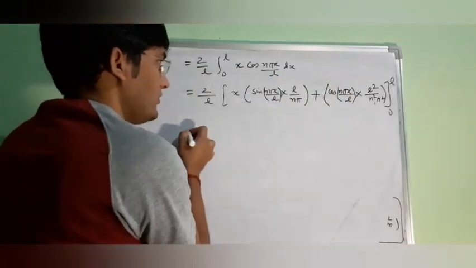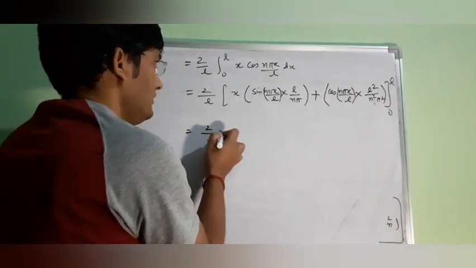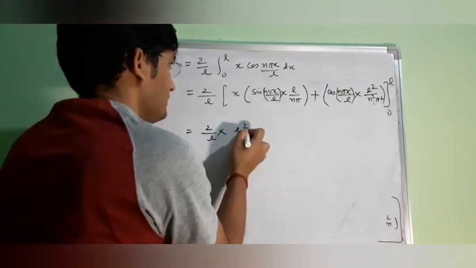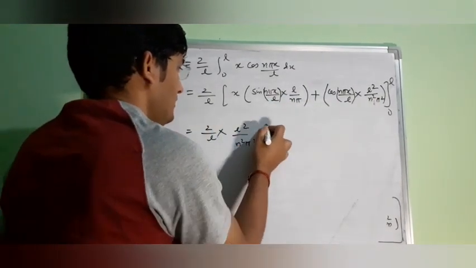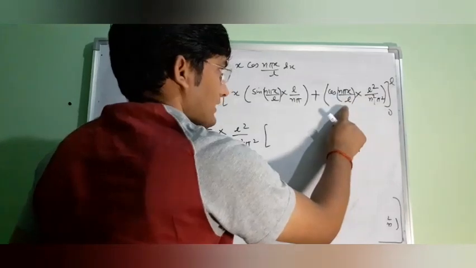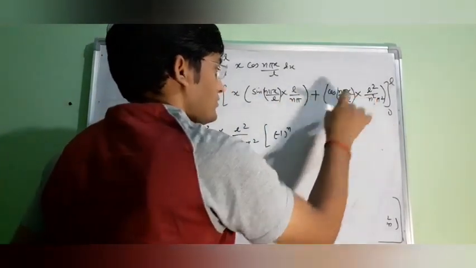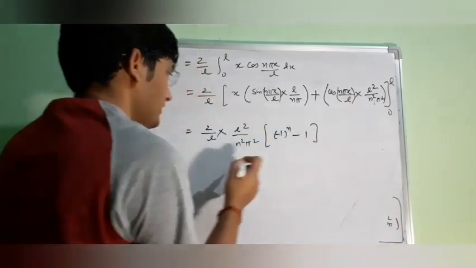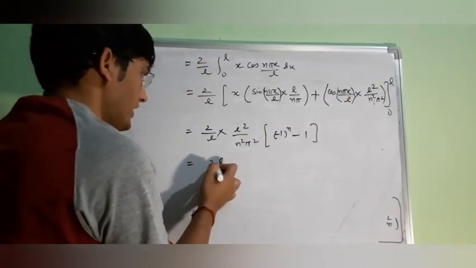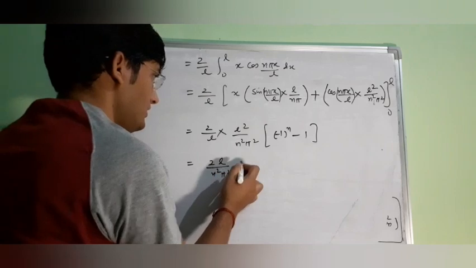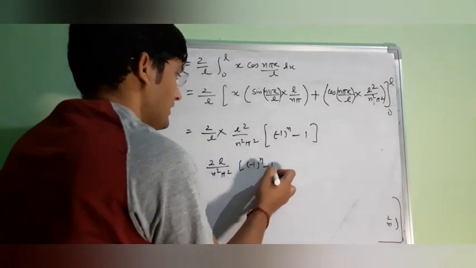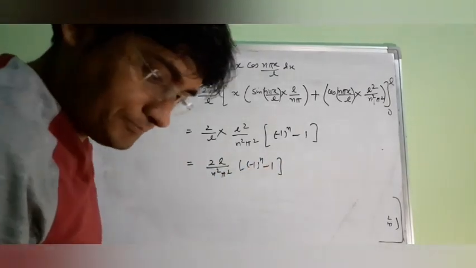So from here we will get 2 upon L into L square upon n square pi square. Now if your x is L, then this will be your cos n pi, which is minus 1 to the power n. And if x is 0, then this will be your cos 0, which is your 1. So this will be your 2L upon n square pi square. In the bracket we will have minus 1 to the power n minus 1.